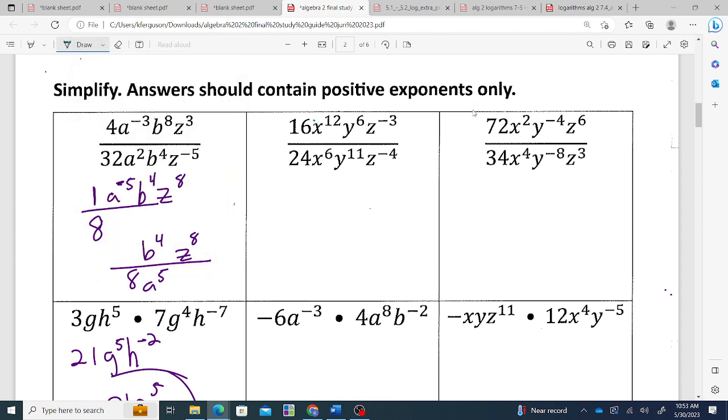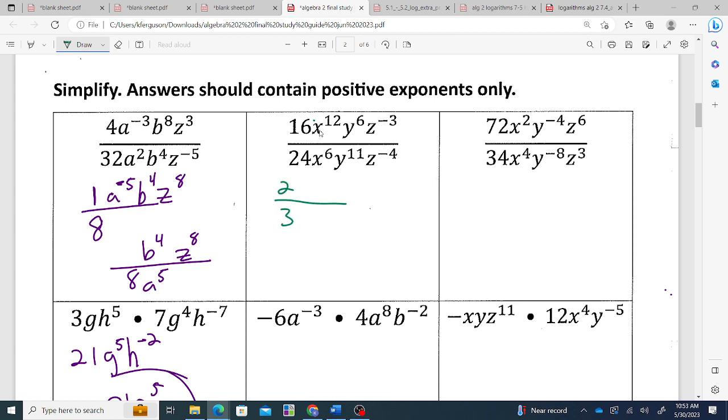So anyway, let's look at number 2. The second one, I got 16 over 24. That can be reduced to 2 over 3.